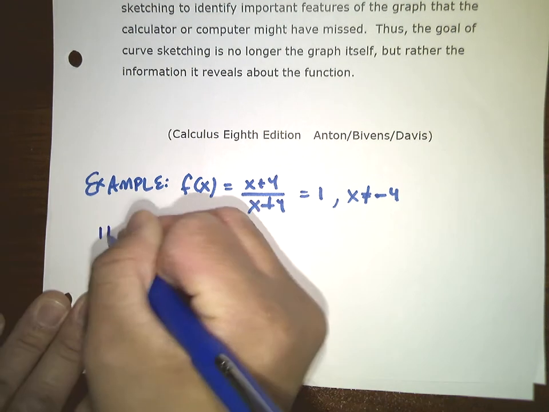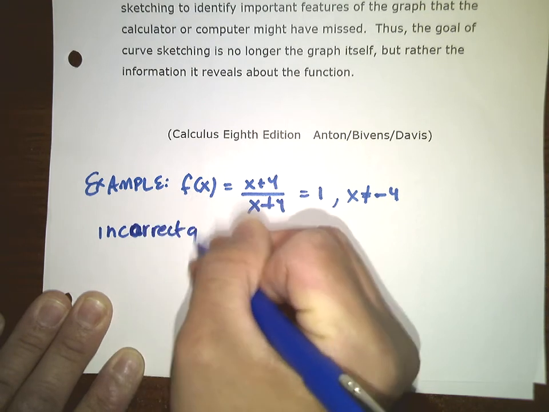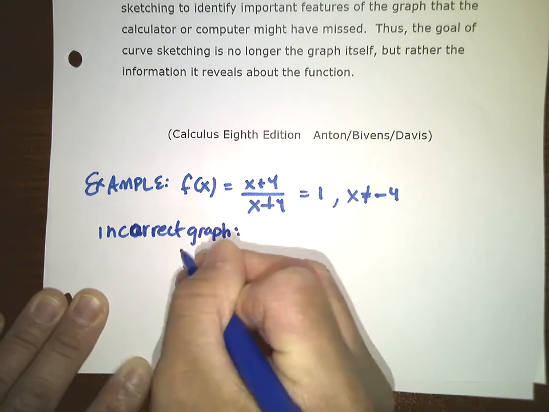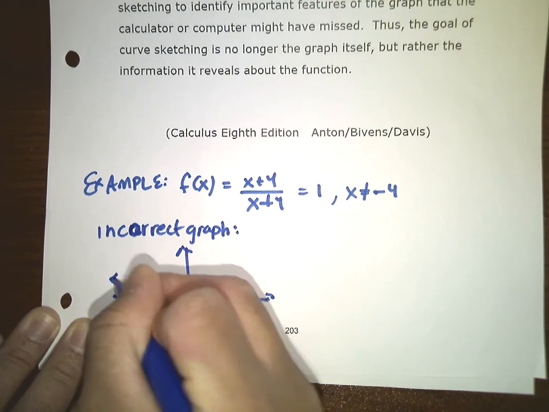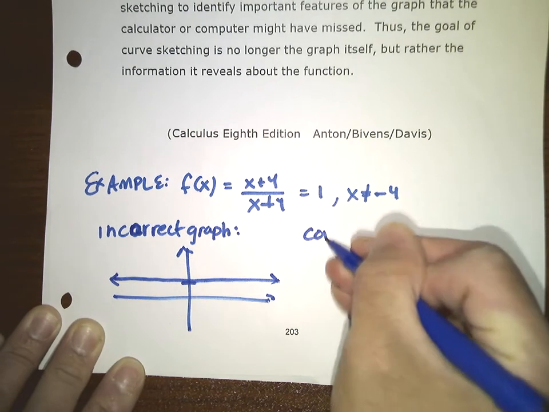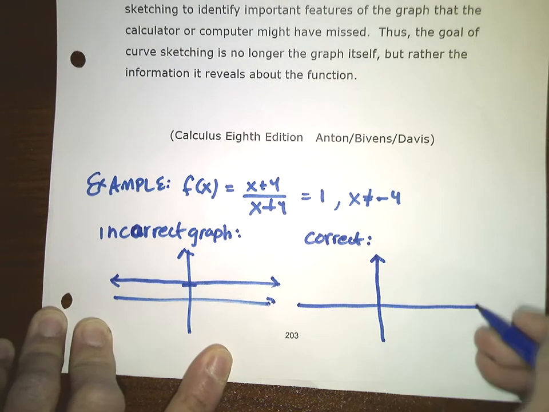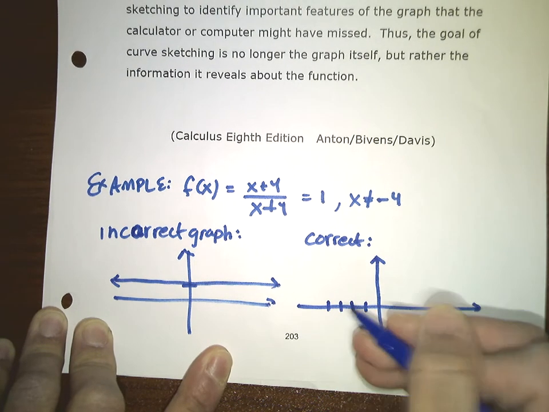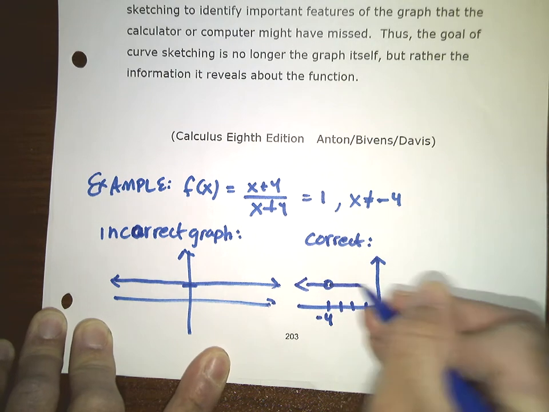So an incorrect graph for this is sort of like the one you just saw in the calculator. Here is 1, and it looks like this. But the correct graph is going to look like this. It will have an open circle at -4 and look like this.